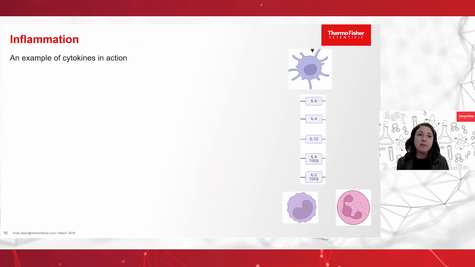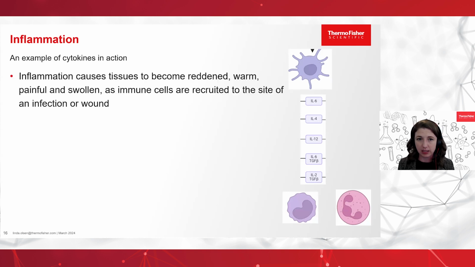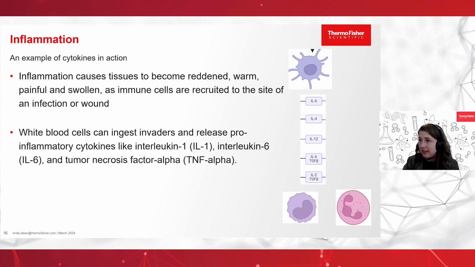So, the inflammation cascade is an example of cytokines in action and is part of our innate immunity. Inflammation causes tissues to become red, warm, painful, and swollen as blood and immune cells are recruited to the site of an infection or wound. White blood cells can ingest the invaders and release pro-inflammatory cytokines like interleukin 1, interleukin 6, and TNF alpha.